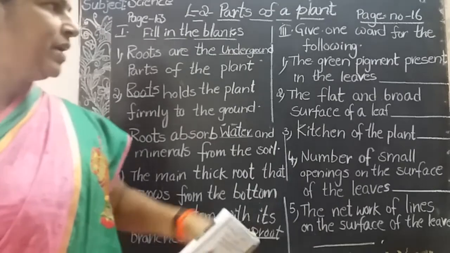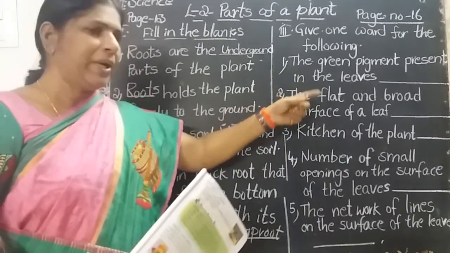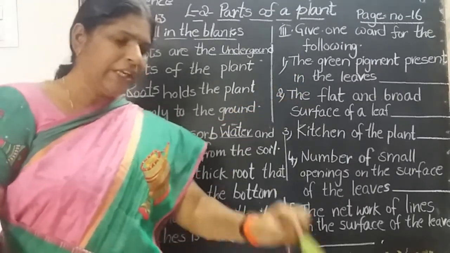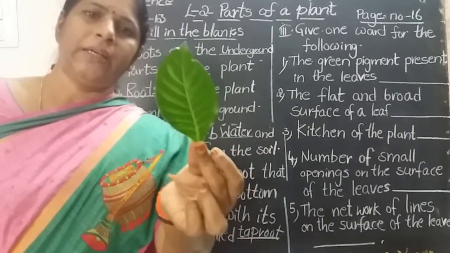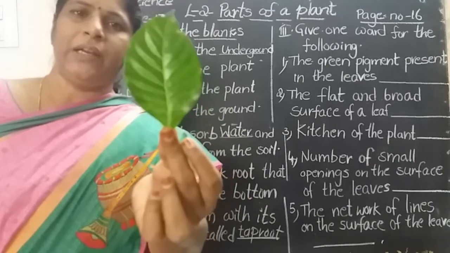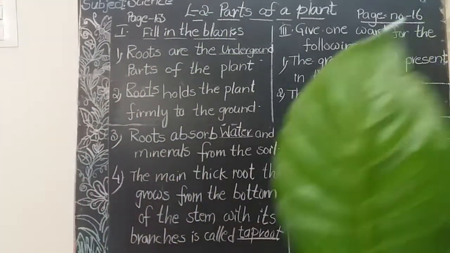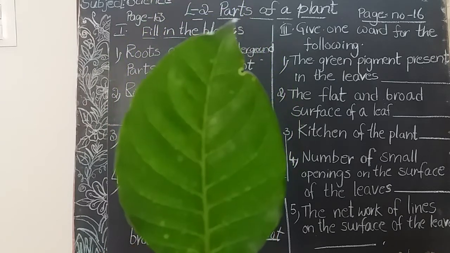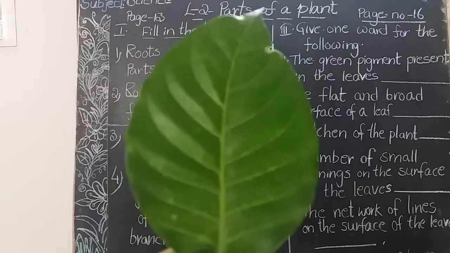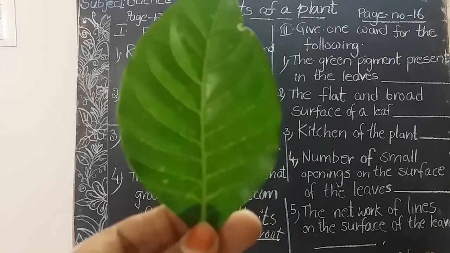The green pigment, see here, the green pigment present in the leaves. Okay, leaves are green in color. Why are the leaves green in color? The green pigment present in the leaf. That's why leaves are green in color.